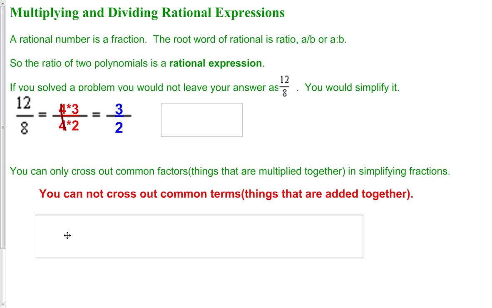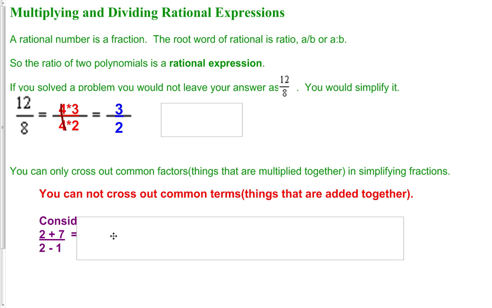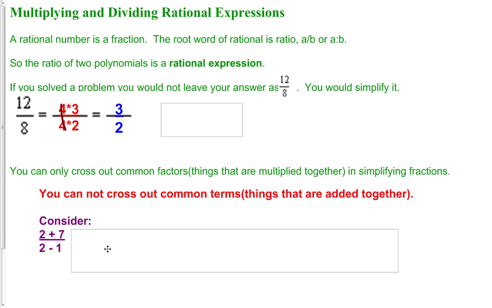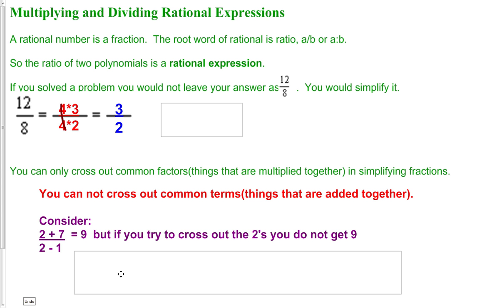And here's a quick example. A lot of students are tempted to see a problem like this, 2 plus 7 over 2 minus 1, and say, oh, there's a 2 in the numerator and denominator, let's get rid of those. Answer, -7. You can't do that. Just think about it. If you solve this, you're going to get 9 over 1. But if you cross out the 2's, you get -7. It's a different answer. You've actually changed the problem by doing that.